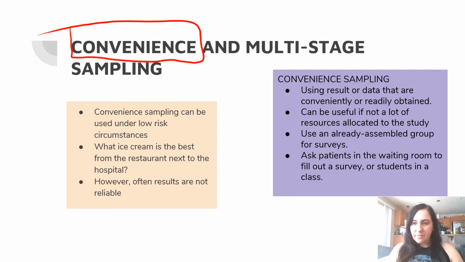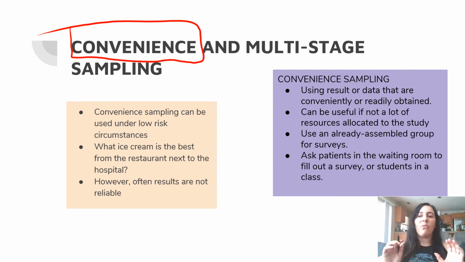So anyway, when you're getting convenient sampling data, it can be readily obtained. Your data is very conveniently obtained. And this can be useful if there are not a lot of resources that are allocated to the study.